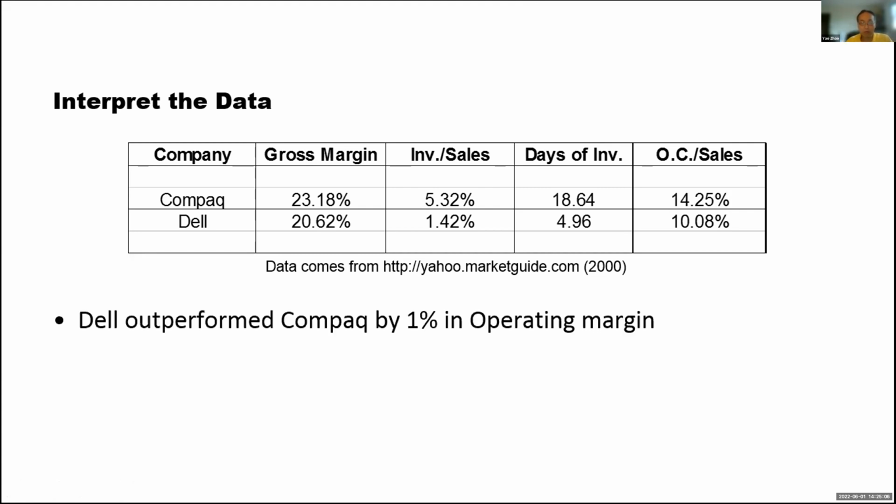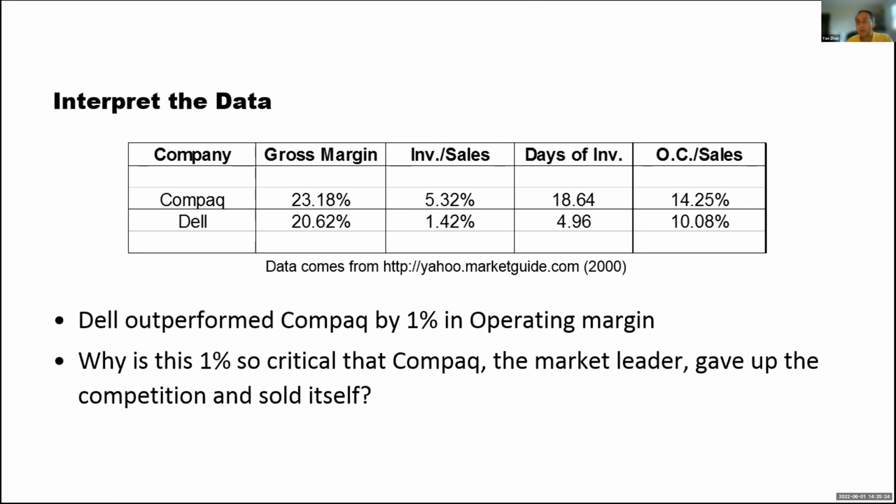So let's do the math. If you subtract the operating cost from the gross margin, we obtain the operating margin. So we can see that Dell outperformed Compaq by 1% in operating margin. And here is the key question: why is this 1% so critical that Compaq, the market leader, gave up the competition and sold itself?